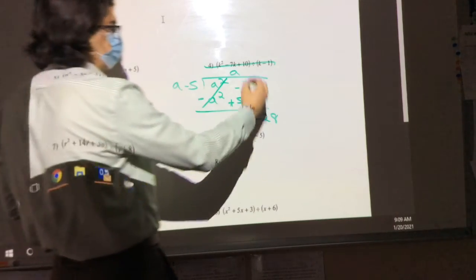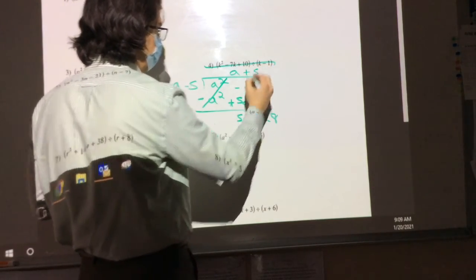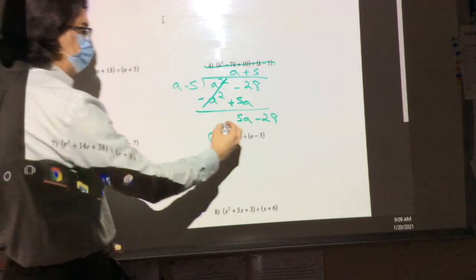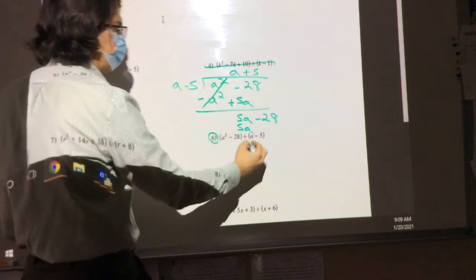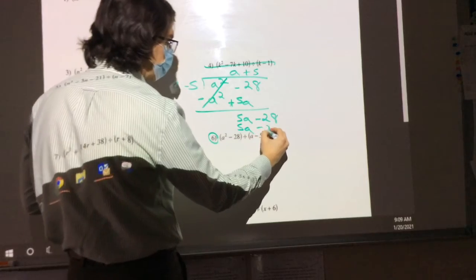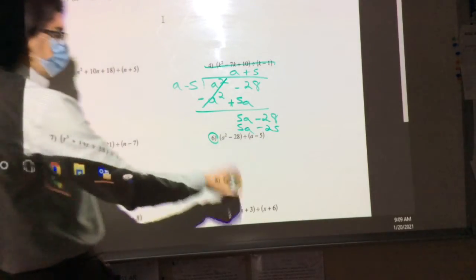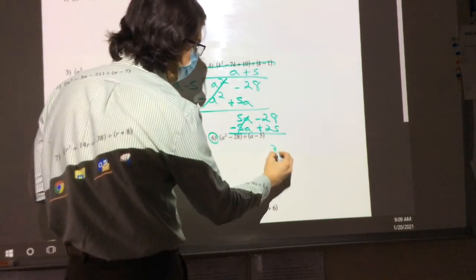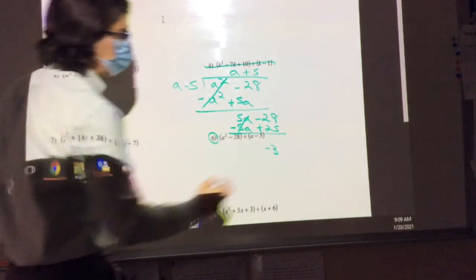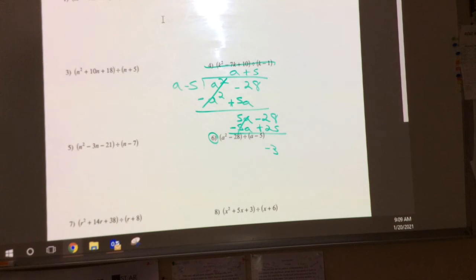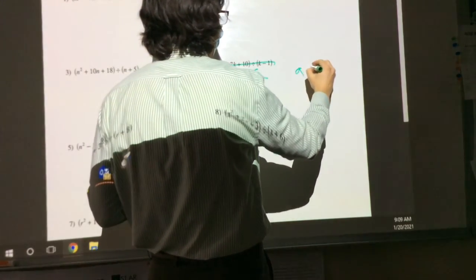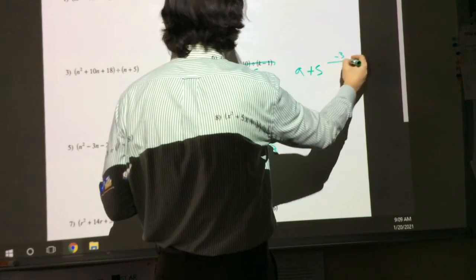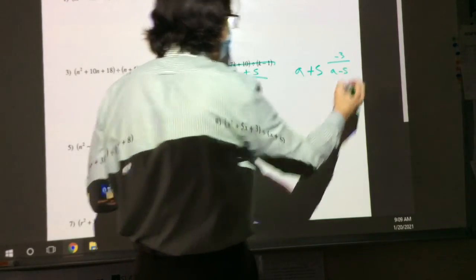5a divided by a is 5. 5 times a is 5a. 5 times negative 5 is negative 25. We're all okay with that? Distribute them both. This becomes a negative, this becomes a positive. These cancel out, and I'm left with a remainder of negative 3. So if I rewrote the problem now, my answer is a plus 5, negative 3 over a minus 5.